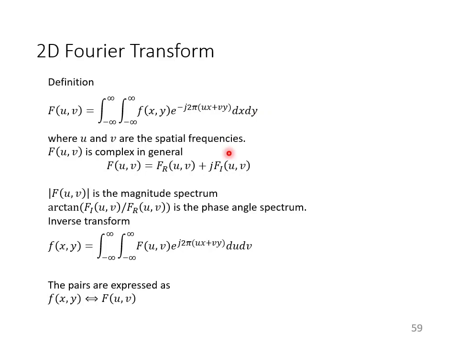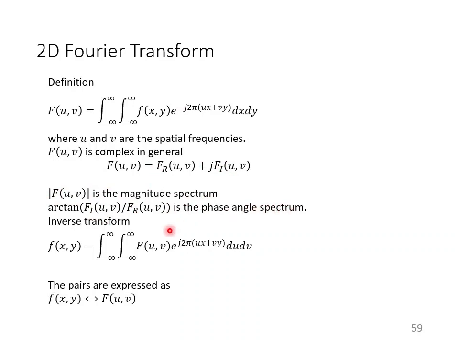So u and v are the spatial frequencies for the x and for the y-axis. In general, the result F is a complex number, and there are two parts: the real part and the imaginary part. We use the notation absolute value of the Fourier function as the magnitude spectrum, and the division of the imaginary part and the real part is the phase, or angle, spectrum.